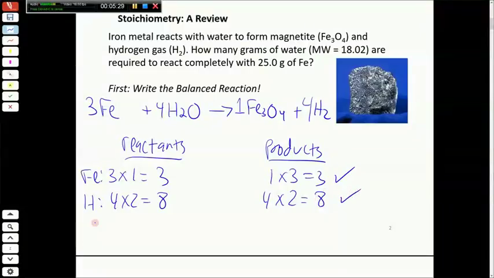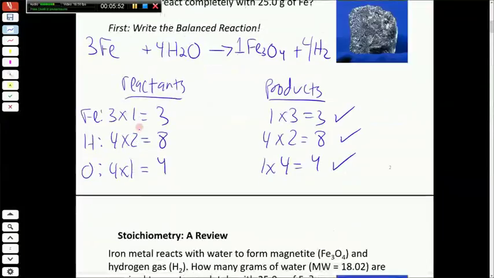And then for oxygen, this is a pretty simple one because each element only appears once on each side. We have 4 waters, each with 1 oxygen. And then we have 1 Fe3O4, each with 4 oxygens, total of 4 for that. So everything balances out on both sides. If we have time, we can always check that. So this is our balanced chemical equation, and now we have to go through and figure out what the problem is asking us to do.